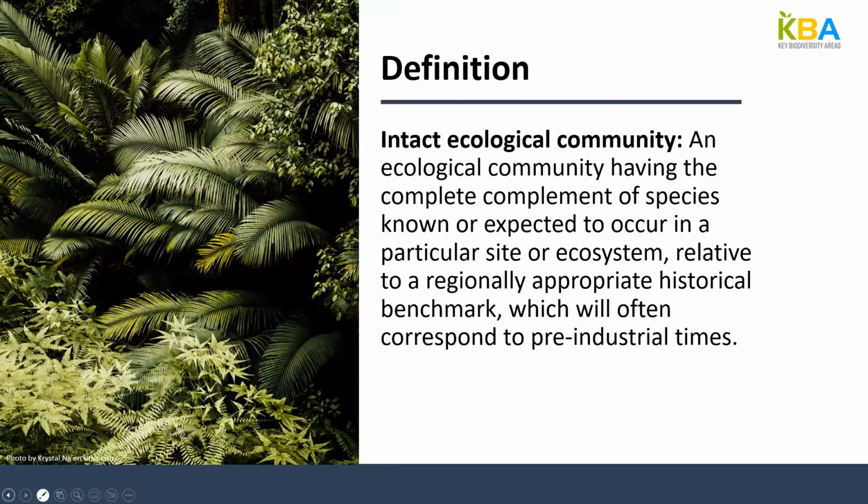So an intact ecological community is basically just one that is able to maintain its full complement of species in their natural abundances or biomass that are expected or known to occur at the site. In general, the reference point of the ecological community for a site, or for the ecosystem, for the ecoregion, will be before the Industrial Revolution.